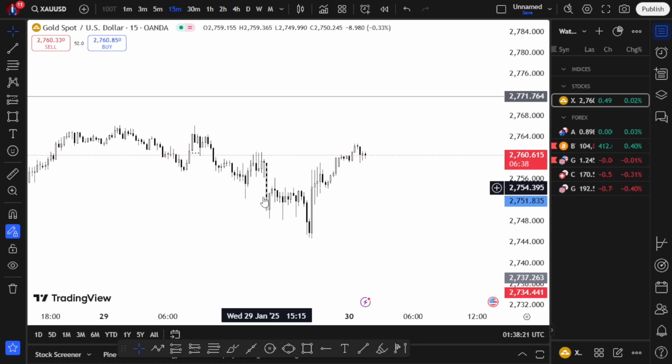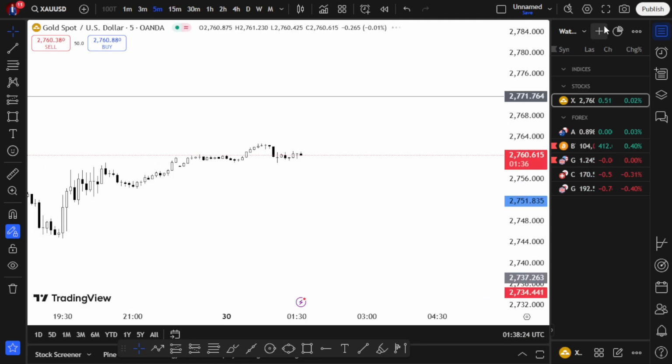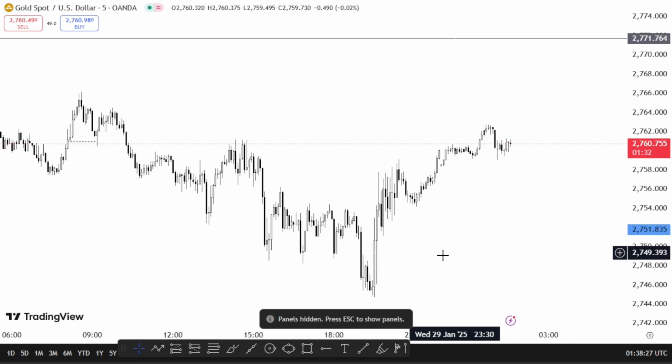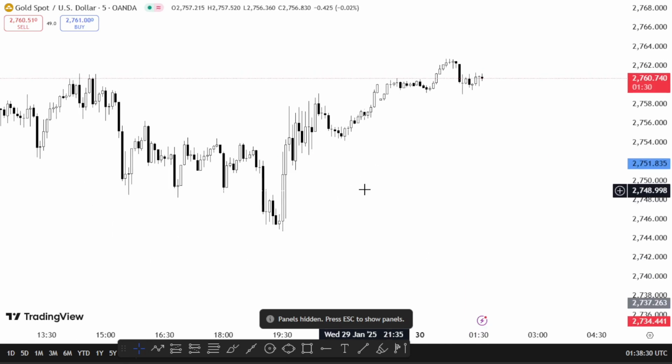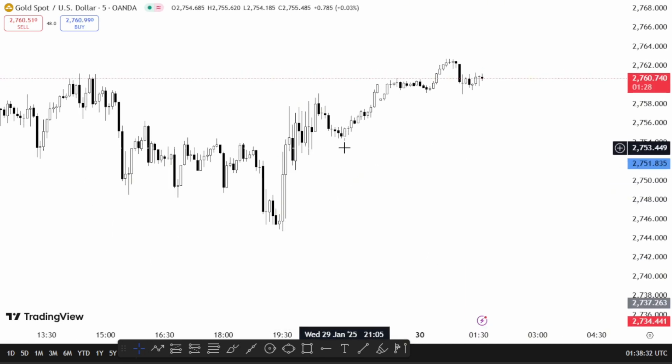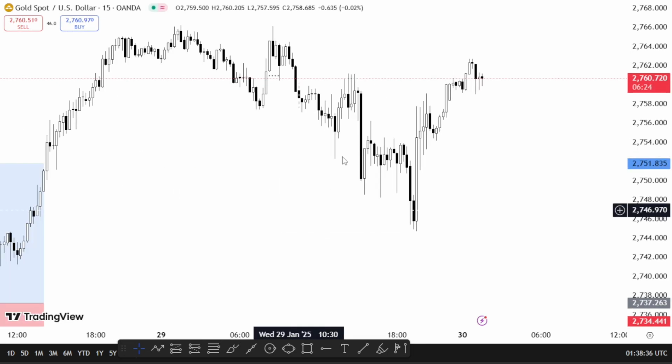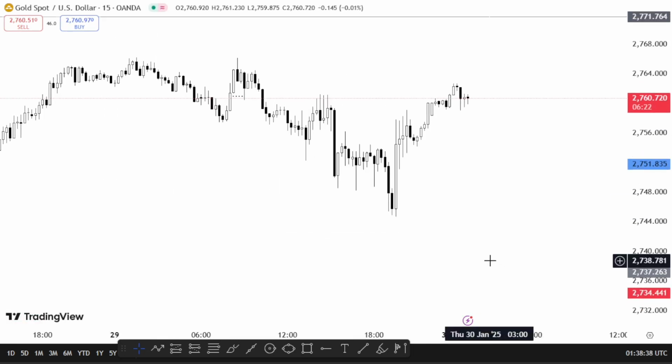So what am I looking at on gold? Let me just go to the 5 minute time frame. I like getting my entries from the smaller time frame. Now let me just go back to 50 minutes. So what am I looking at on gold?